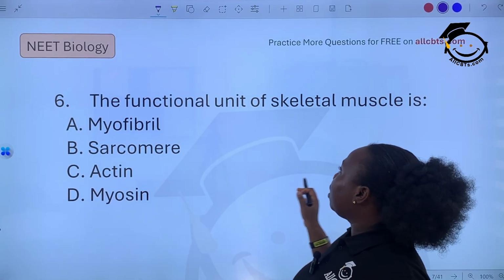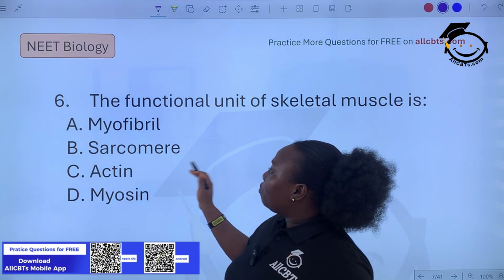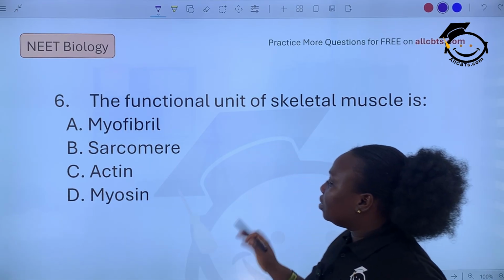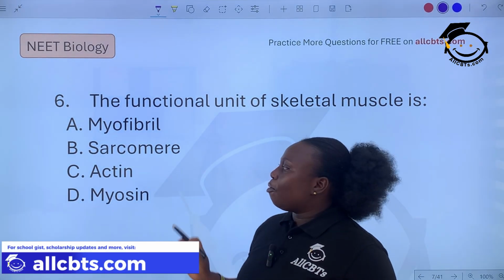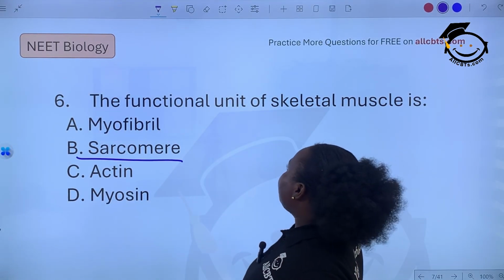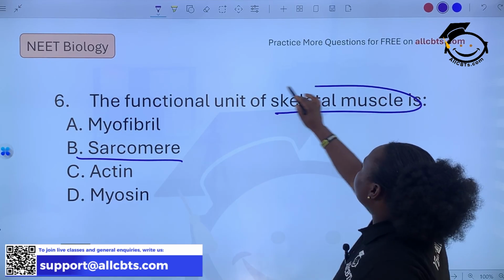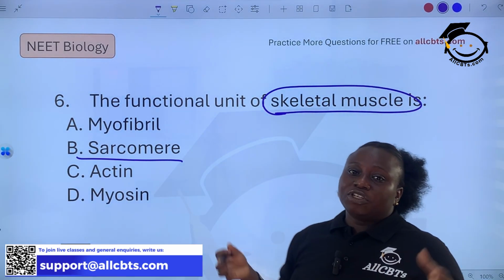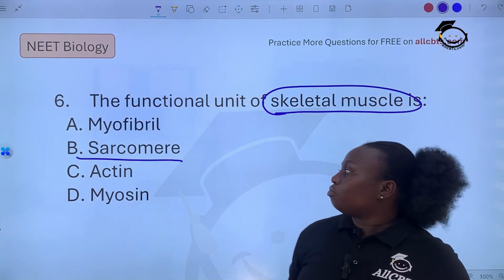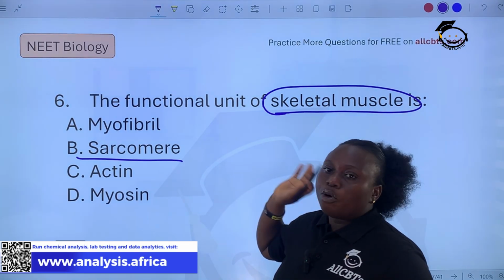Number 6, the functional unit of skeletal muscles is what? A, myofibril; B, sarcomere; C, actin; and D, myosin. Our answer here is the sarcomere. Why? If you see a question like this about the unit of the skeletal muscle, just like we have the unit of the kidney, which is the nephron, we have the unit of muscle. So the unit of muscle is the sarcomere.